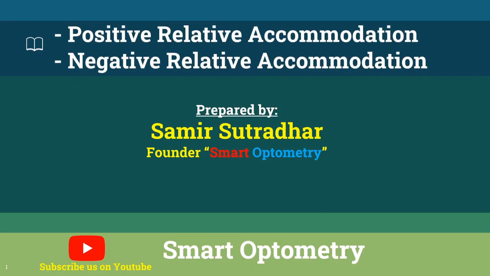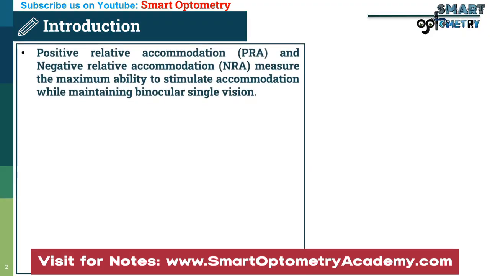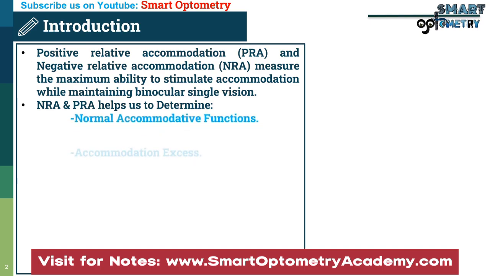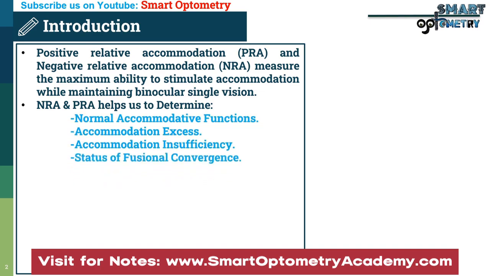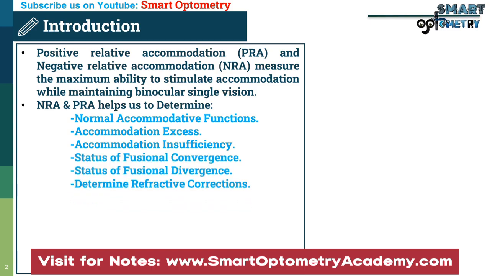Positive relative accommodation and negative relative accommodation. Positive relative accommodation and negative relative accommodation measure the maximum ability to stimulate accommodation while maintaining binocular single vision. NRA and PRA help us to determine normal accommodative functions, accommodation excess, accommodation insufficiency, status of fusional convergence, status of fusional divergence, and determine refractive corrections.